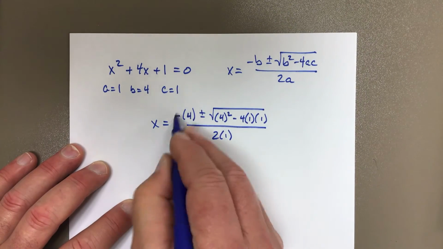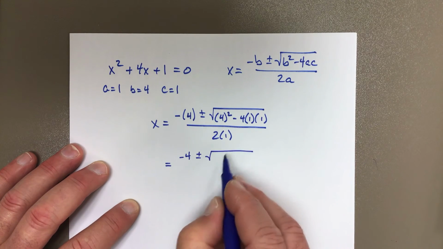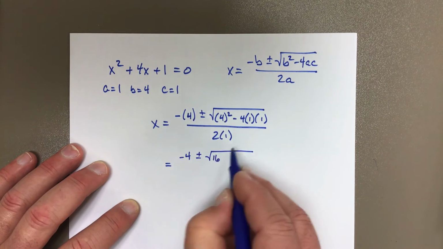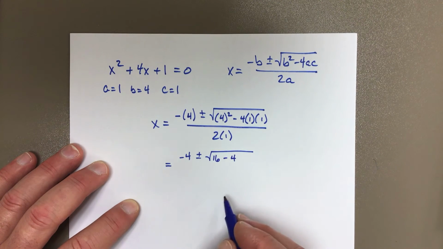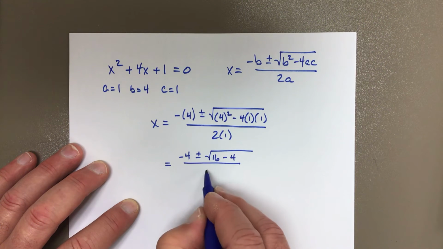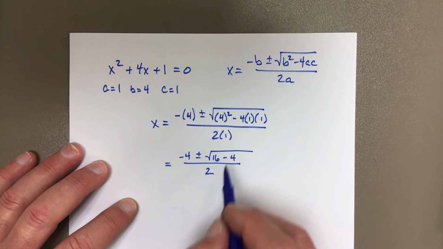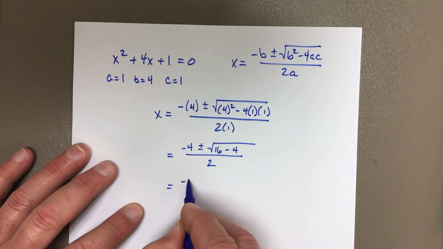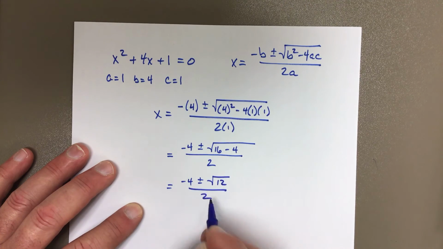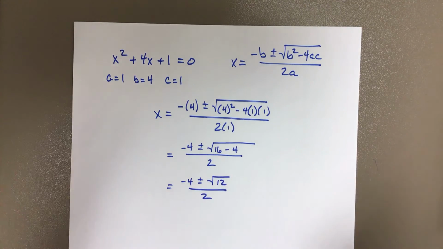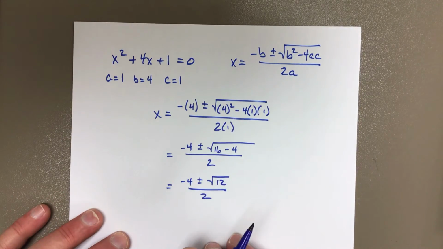All right, let's look at what this does. So x equals the opposite of 4, which is -4, plus or minus the square root of 4 squared, which is 16, minus 4 times 1 times 1, which is 4, all over 2 times 1, which is 2. All right, 16 minus 4 is 12, so this is -4 plus or minus the square root of 12 all over 2. I would recommend you do it just like this. You're going to need plenty of paper, and just keep marching it down.